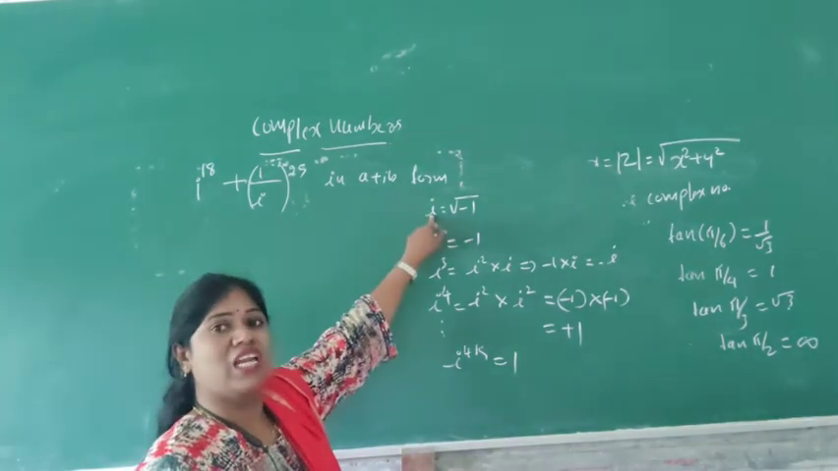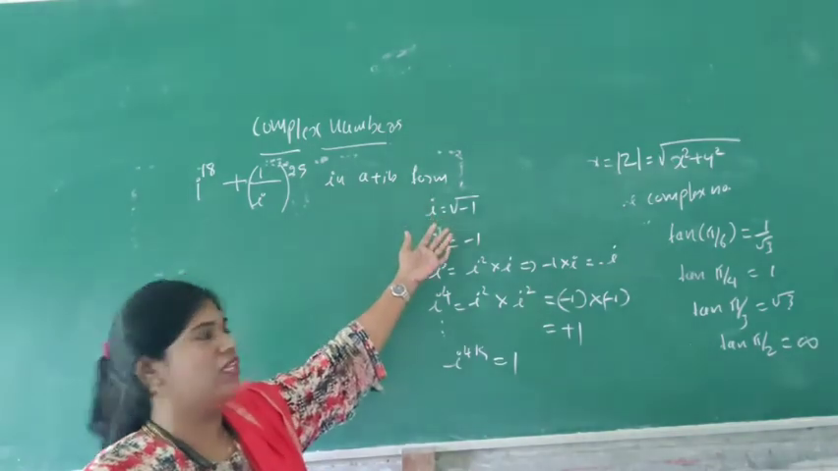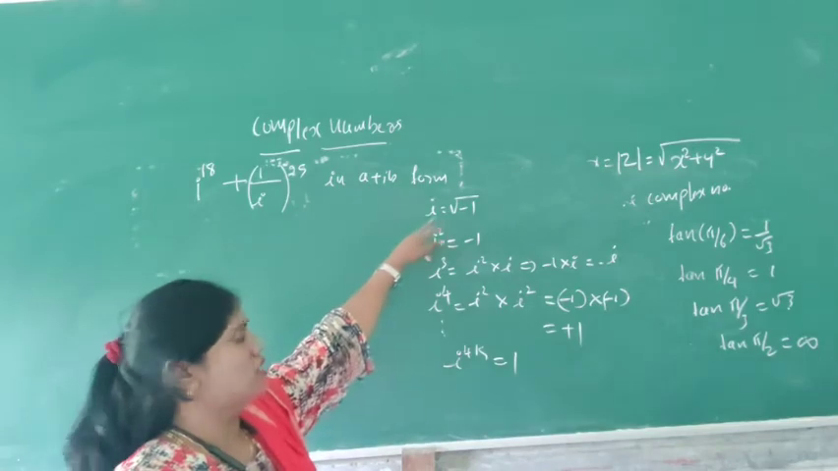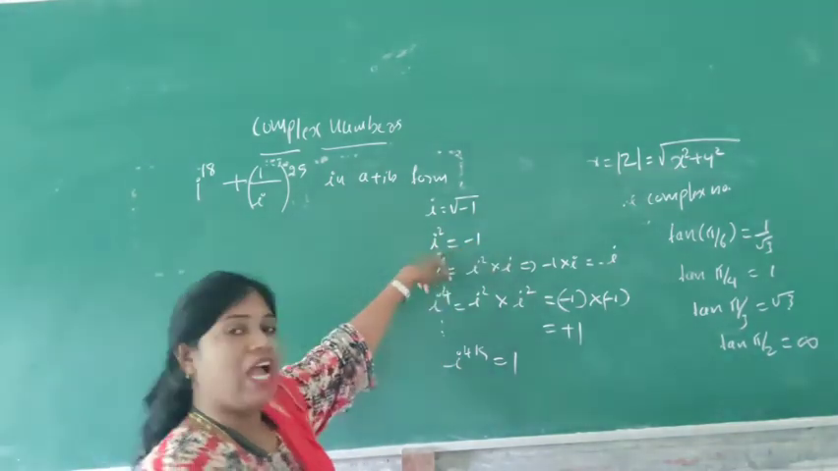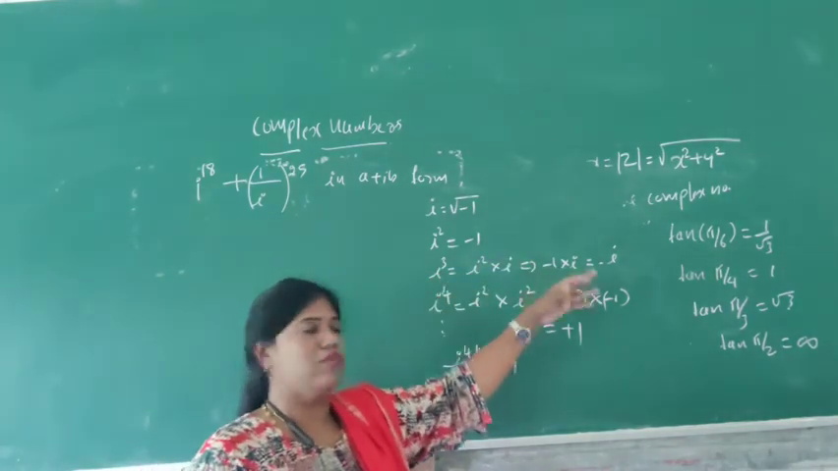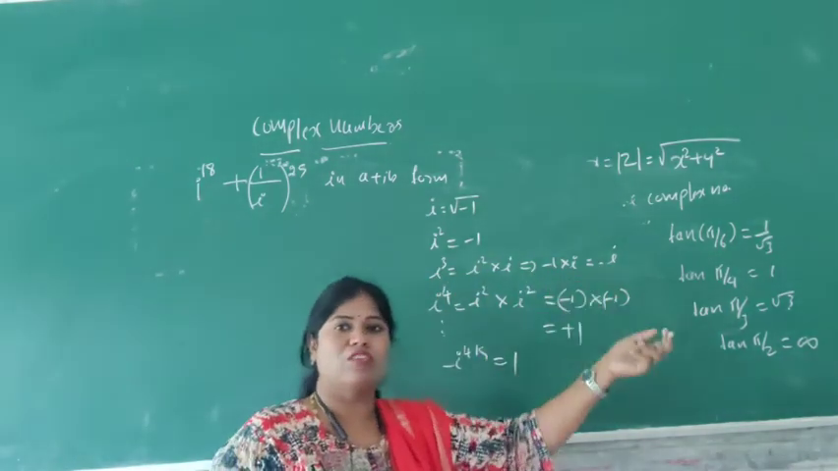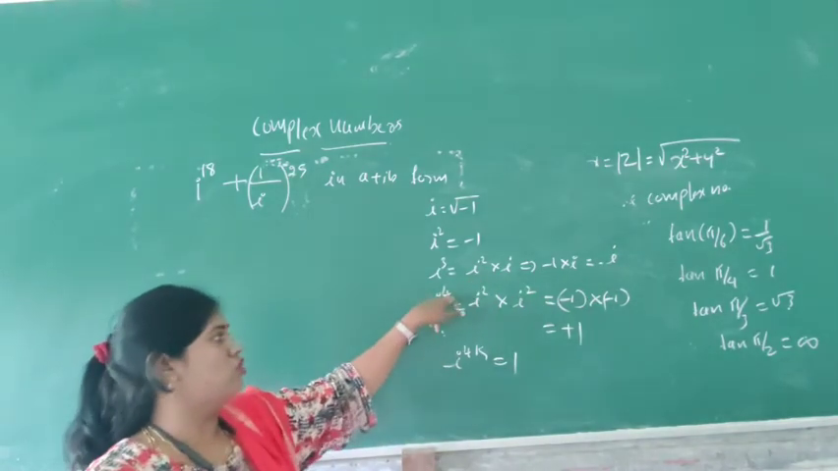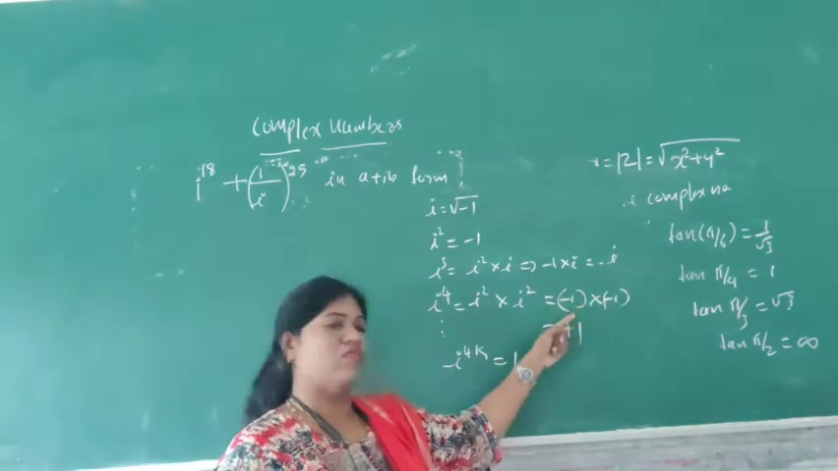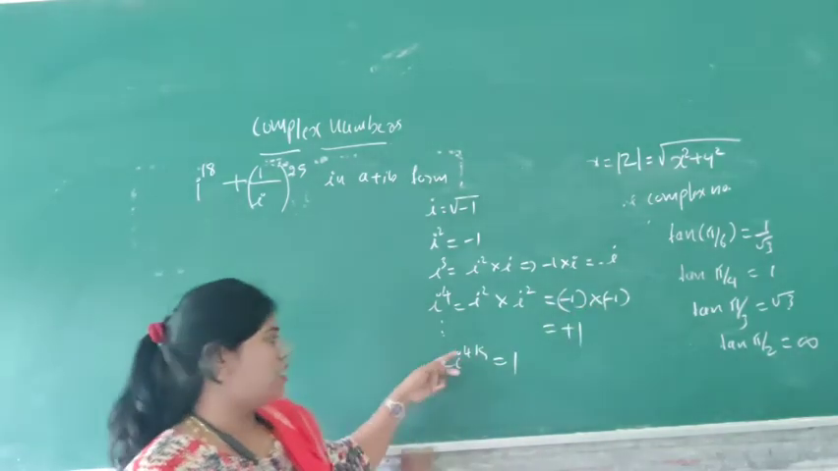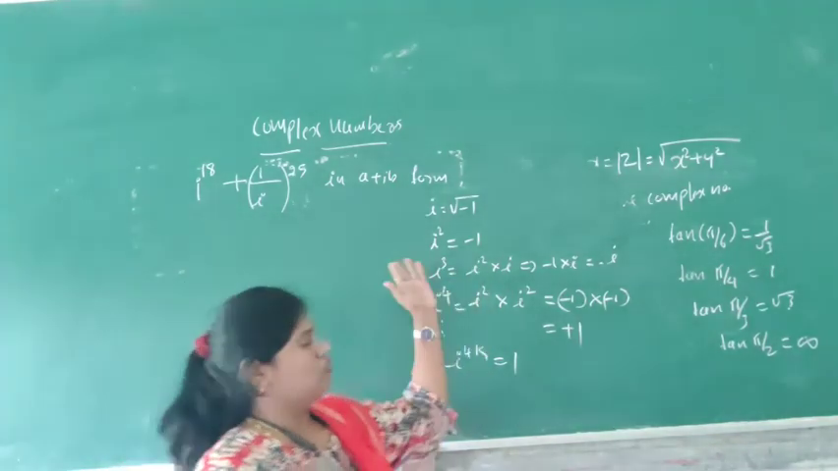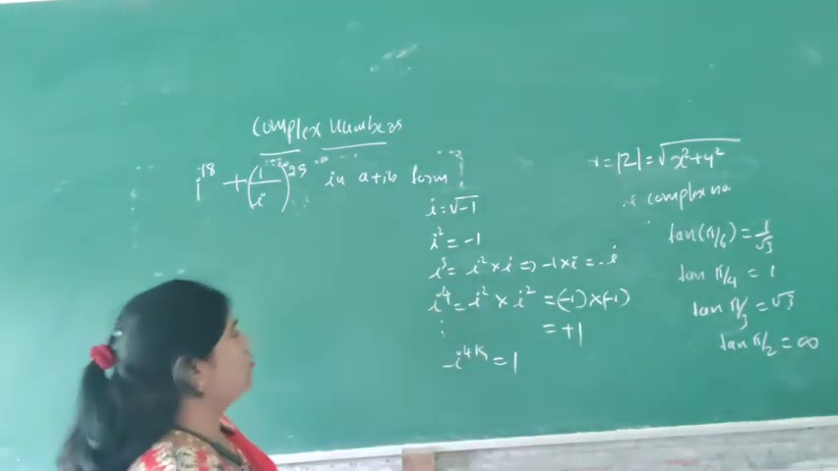This is the integral form of I. So I is equal to the square root of minus 1. I square is equal to minus 1. I cube is equal to I square into I, so minus 1 into I, which is equal to minus I. So I raised to 4 is I square into I square, which is minus 1 into minus 1, equal to plus 1. So I raised to 4 is also 1. We can use these integral powers of I while solving these kinds of problems.